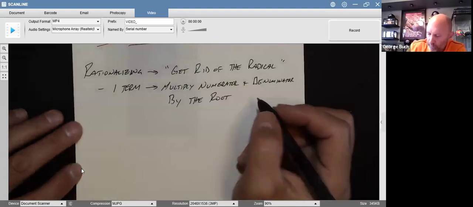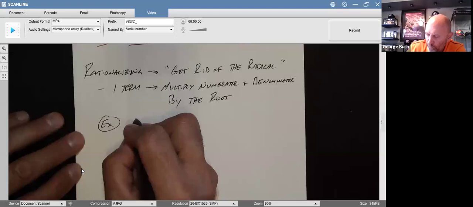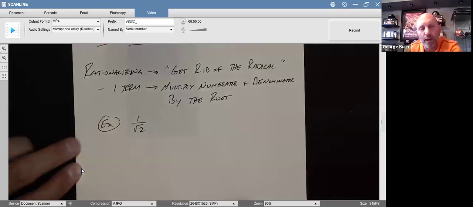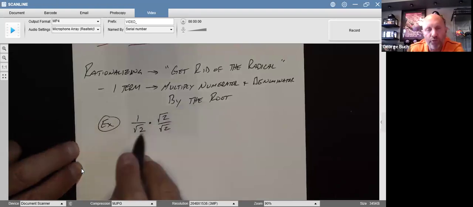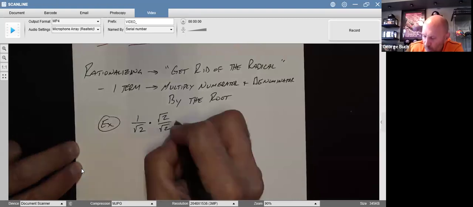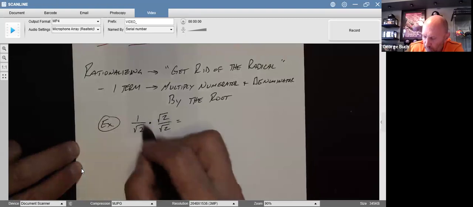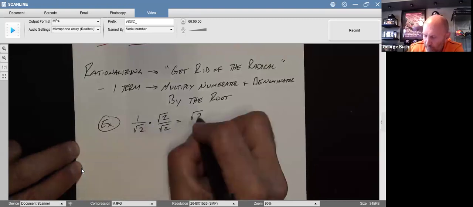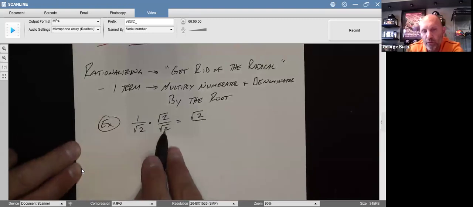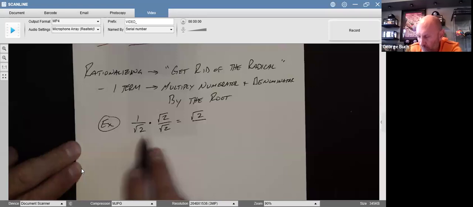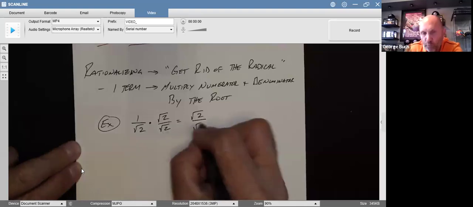So for example, if I have 1 over square root of 2, and I want to rationalize the denominator, I want to get rid of the radical from the denominator. Well, what I will do is just multiply the numerator and denominator by this root. It's multiplying two fractions, so I get square root of 2 in the top. And then here I have square root of 2 times square root of 2. So when we look at our properties of roots, as long as they have the same root, I can multiply the radicand. So 2 times 2 is 4. So I get square root of 4.